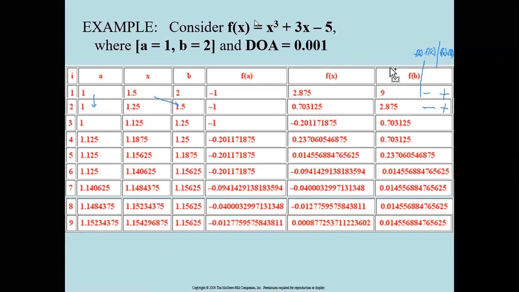for this case, the answer would be the value of x. So this is the root of the given equation. So this is the final answer.